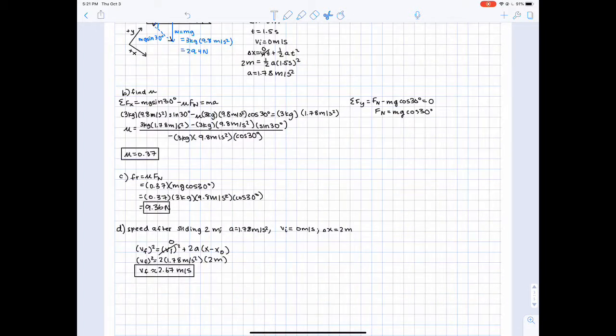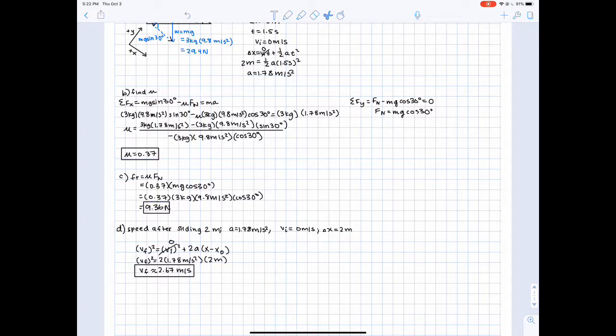So part C asks us to find the friction force acting on the block. If you remember from class, the force of friction is equal to mu, the coefficient of friction, times the normal force. And remember we solved for the normal force earlier in terms of the weight and the angle. So if we plug in those values, we get that the force of friction is equal to 9.36 newtons.